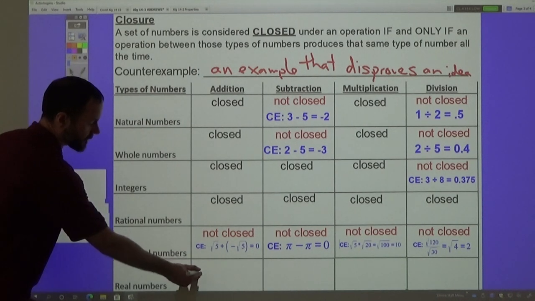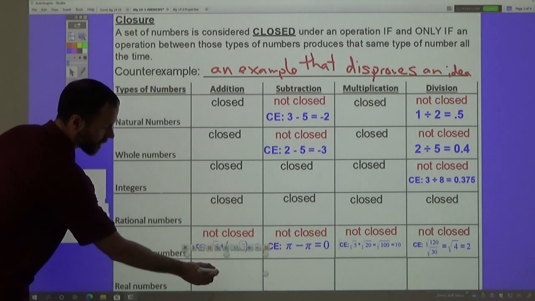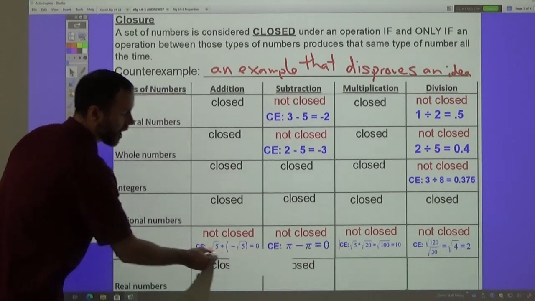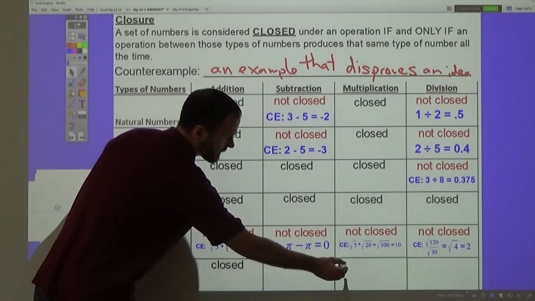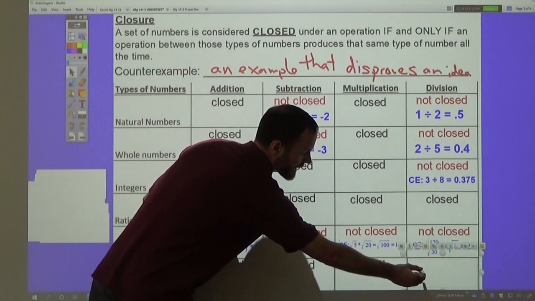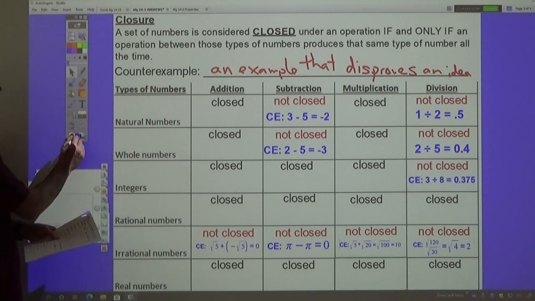With real numbers, all of them are closed. Whoa, Nelly. With real numbers, all of them are closed. All of them are closed because you will always get a real number when you're using a real number. Again, we're not talking about imaginary numbers yet. That's something that you'll learn later on in trig, in 11th grade math. But we aren't working with them now, so all of the real numbers are always closed.